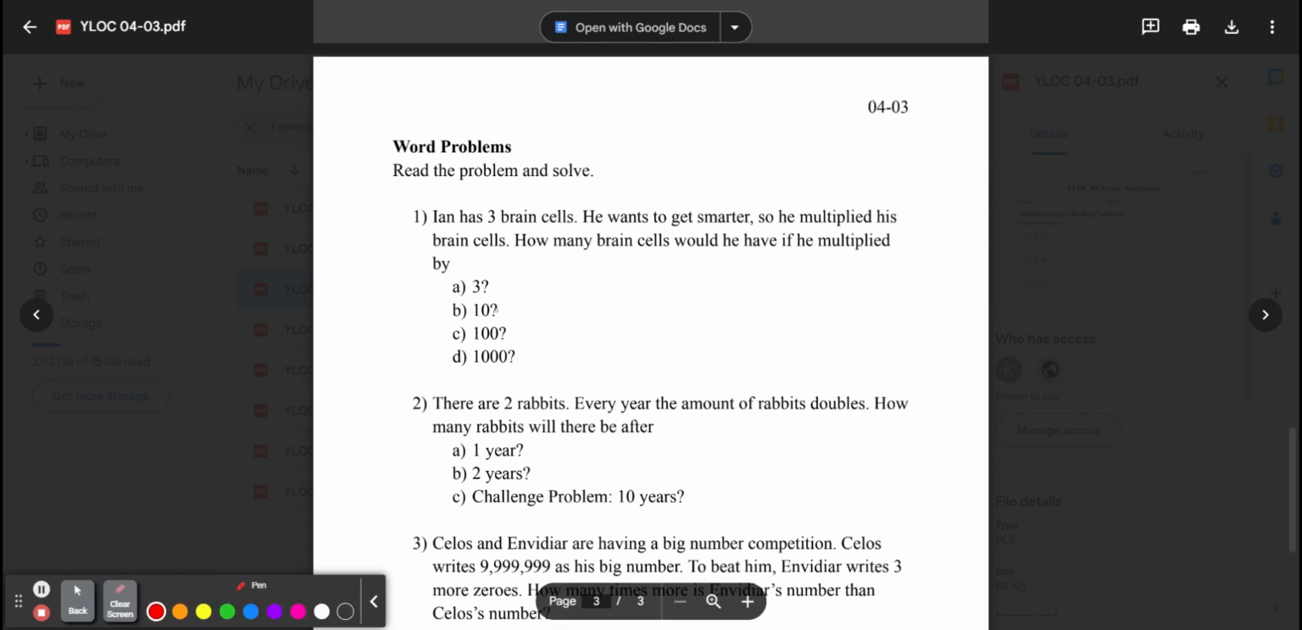Ian has 3 brain cells. He wants to get smarter, so he multiplied his brain cells. How many brain cells would he have if he multiplied by 3, 10, 100, and 1,000? So 3 times 3 would give us 9. 3 times 10, we'll just add a 0 to the end, add 2 zeros, and add 3 zeros. So we'll get 300, and for our last one, 3,000.